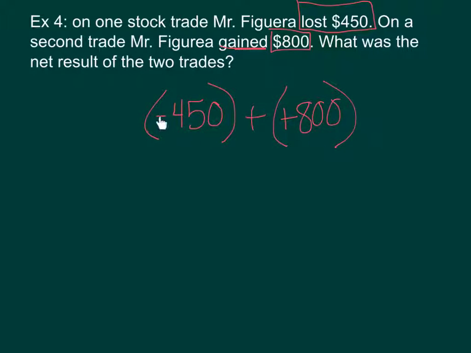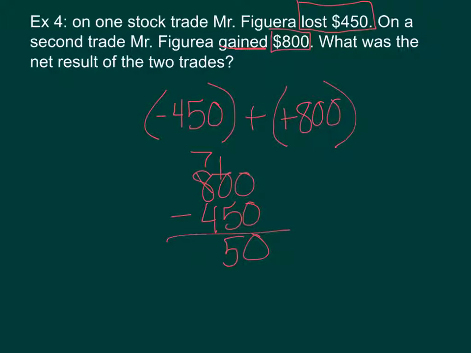Notice I have a negative sign and a positive sign. Different signs, so we subtract the two, then take the bigger absolute value. So 800 minus 450 is 350. Which one has the bigger absolute value is what we're going to go with. The absolute value of negative 450 is 450. The absolute value of 800 is 800. Therefore, 800 is a bigger number. The sign on it is positive, so therefore it's a positive $350.